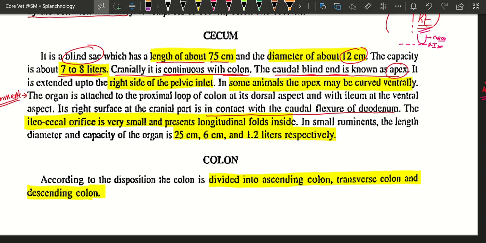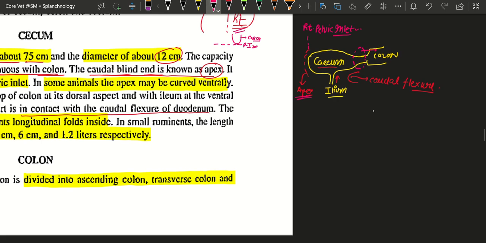This is clear, right? In some animals, the apex may be curved ventrally. If we consider this line to be the cecum, this is straight. But in some animals, the cecum will be slightly curved ventrally. So this is the cecum which is curved ventrally in some animals.